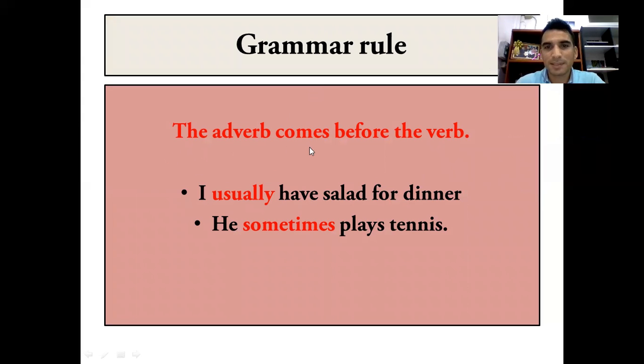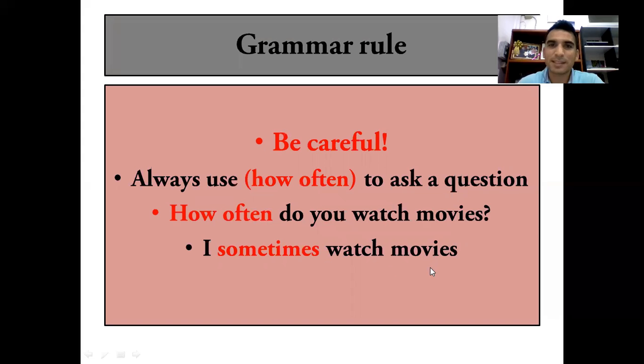The adverb comes before the verb. The adverb comes before the verb. I usually have salad for dinner. He sometimes plays tennis. As I said, when the subject is third person, you have to add s. If I say I sometimes, you say play. But for the third person, he sometimes plays tennis. Yes, very good.